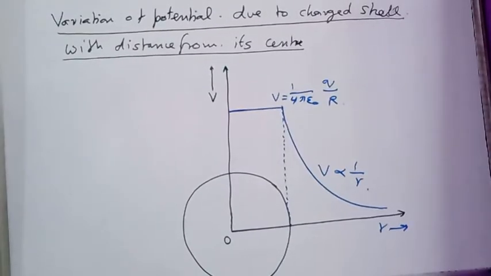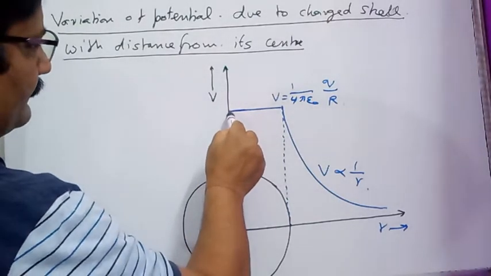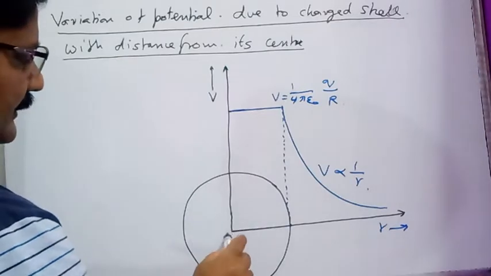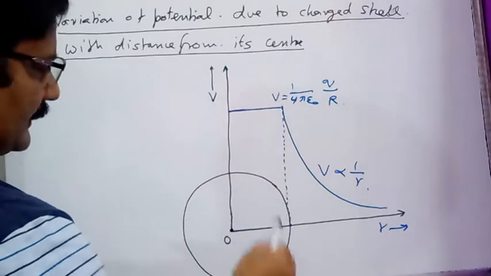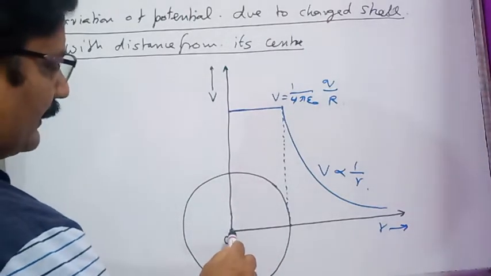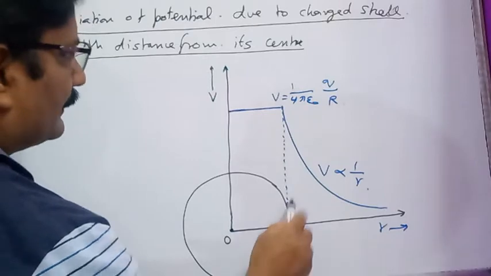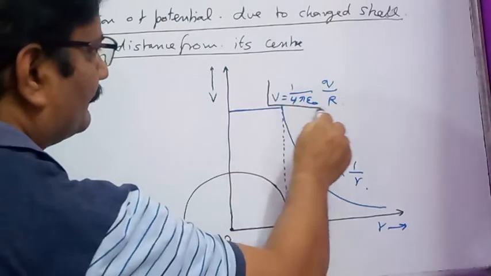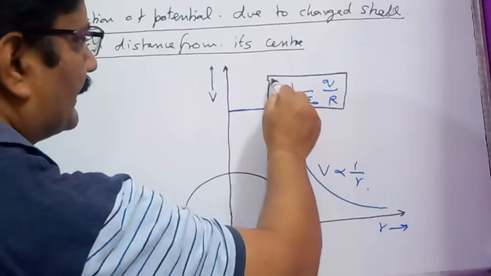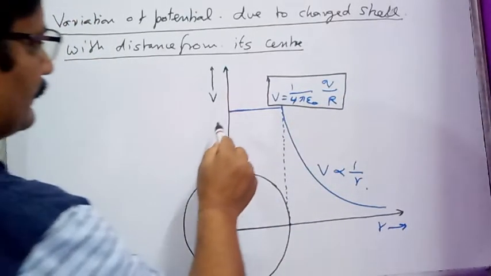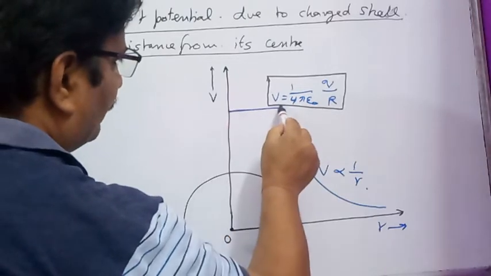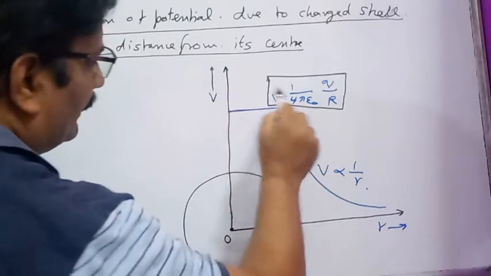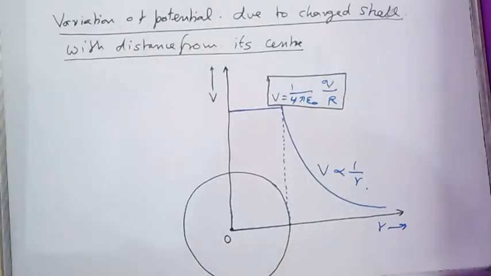Students, in this part of the video, you are going to see how potential can vary with respect to distance from the center of charged cell. Suppose this is the charged cell. As we move from center of the charged cell up to its surface, the potential going to remain V is equal to 1 by 4 pi epsilon naught Q divided by R. This horizontal line is showing the potential starting from center of the cell up to its surface going to remain constant. This is a horizontal line parallel to distance r.